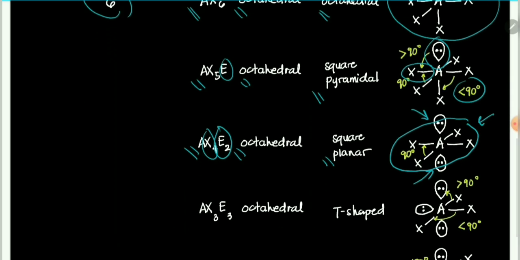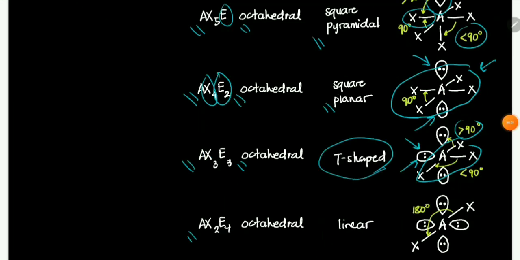So let's proceed to AX3E3. Octahedral pa din ang ating electron pair geometry. T-shape na yung ating molecular geometry kasi mawawala na yung isang bonding pair, mapapalitan na siya ng lone pair. So T-shape ito, although ang mangyayari yung angle between the two bonding pairs is less than 90 degrees na because meron na tayong mas dispersed na lone pair na nandito. Okay? Tapos greater than 90 degrees yung angle between the lone pair and bonding pair. Kasi again, mas dispersed ang lone pairs kaysa sa bonding pairs.